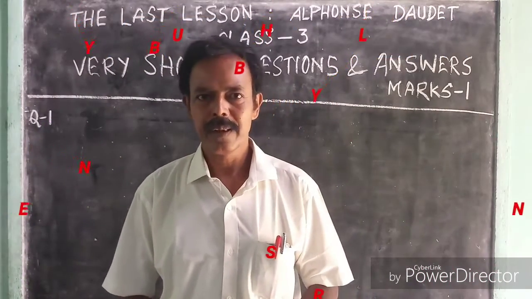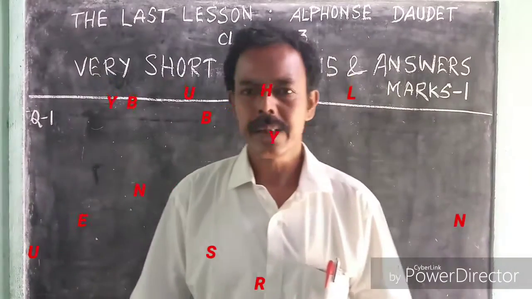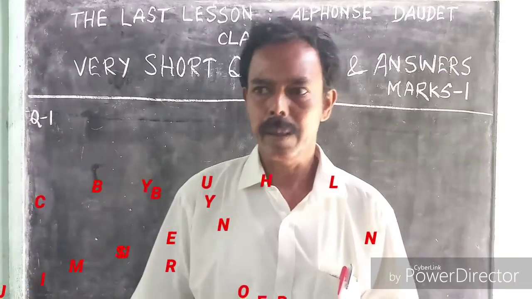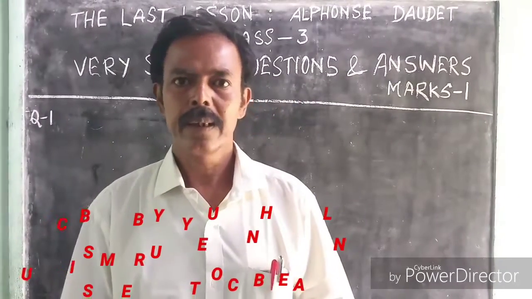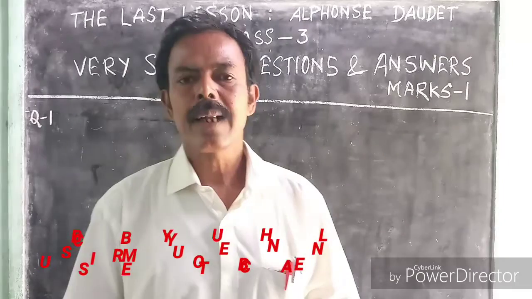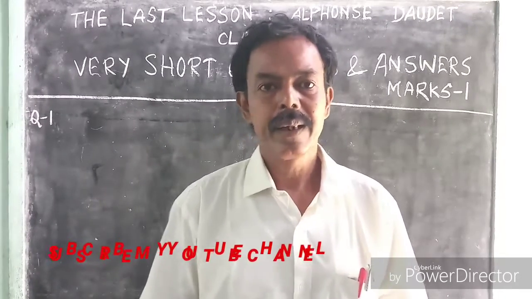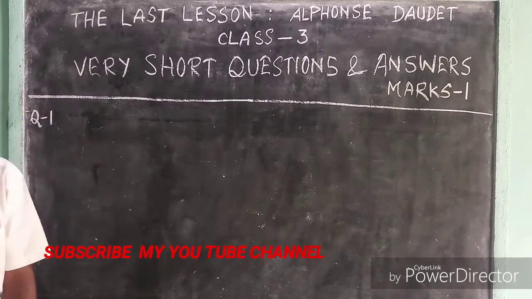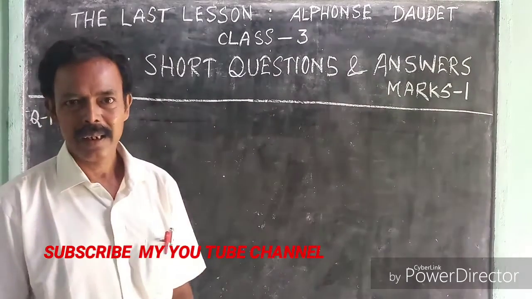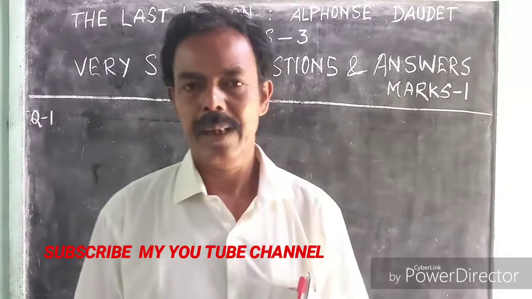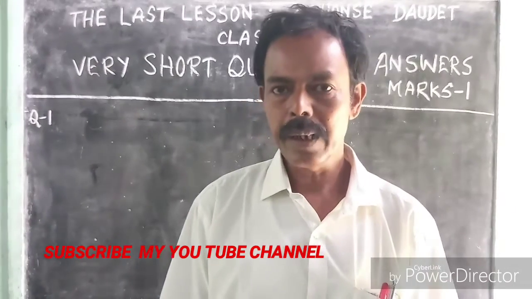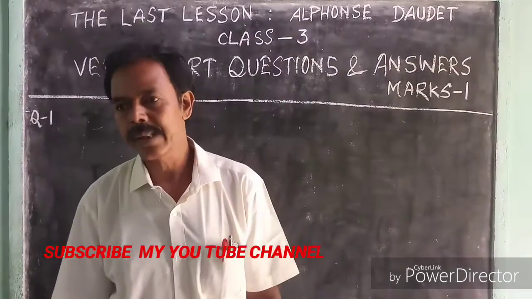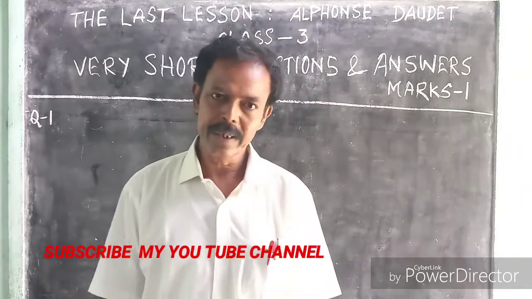Today, let us resume the class on the short story, The Last Lesson by Alphonse Daudet, class number 3. In this class, we proceed to learn very short questions and answers for 1 mark. In relation to the text, we accumulate the most expected questions for the examination. Let us proceed on.